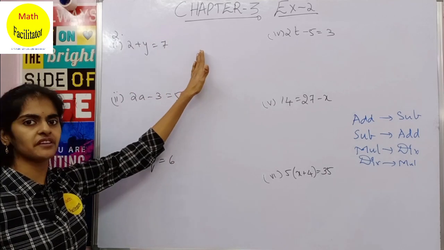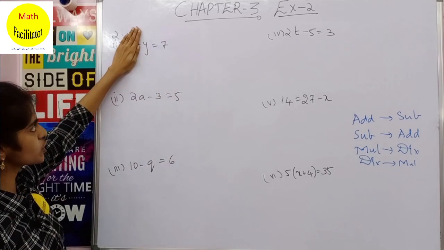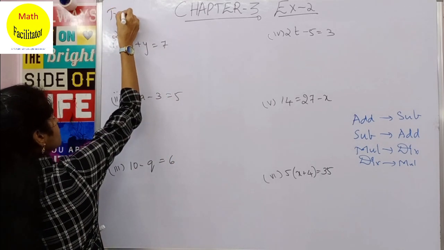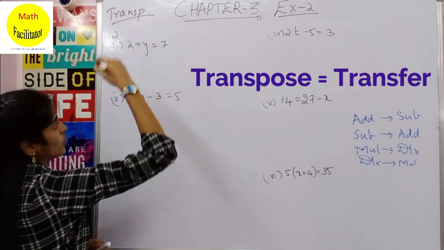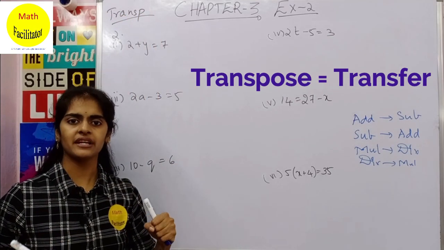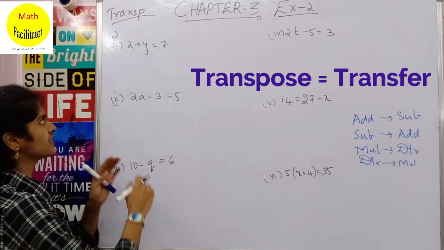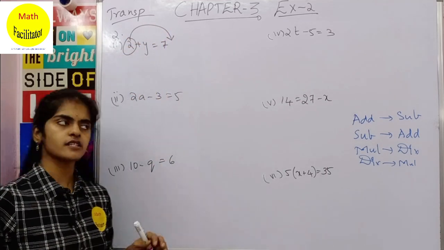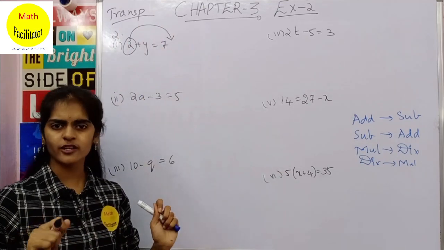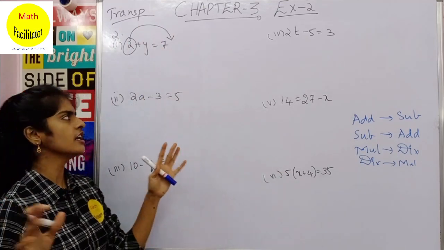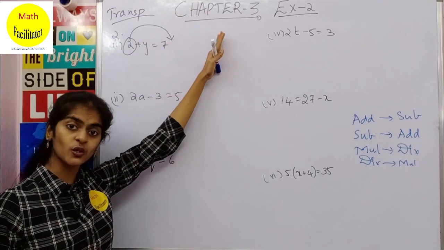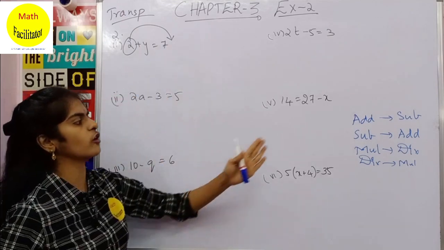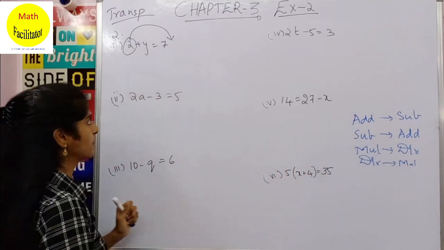Here what we will do is we'll completely transfer this 2 to the other side. Why? Because the name of this method is with transposing. So what is the meaning of transposing? Simple transferring. You will transfer this entire 2 to RHS. You will not add, subtract, you will not do anything here. You will just completely transfer this 2 to RHS. Now when you transfer this 2 to RHS, you will follow these rules. I'll tell you what happens.